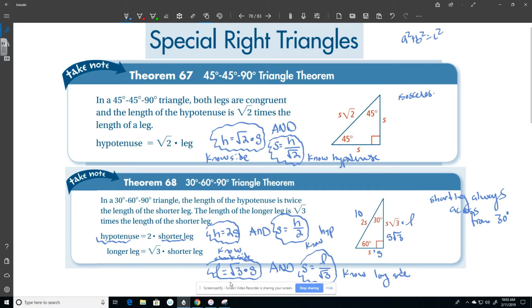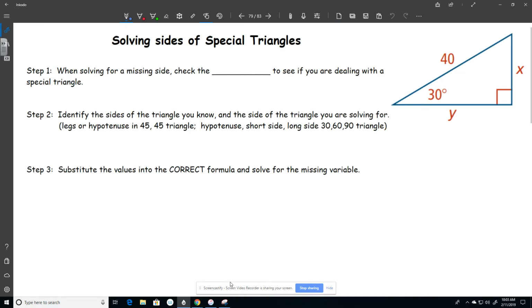Okay, so I have a lot of different relationships. These equations are true if I have a 45-45 triangle. These equations work if I have a 30-60. Okay, so what we're going to do is use those formulas to solve some side problems.